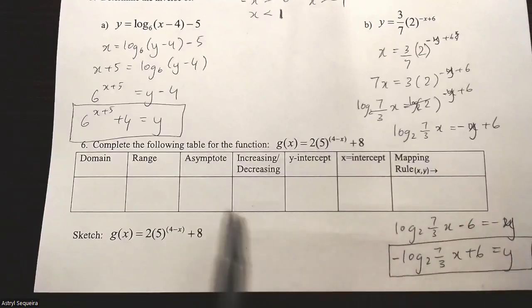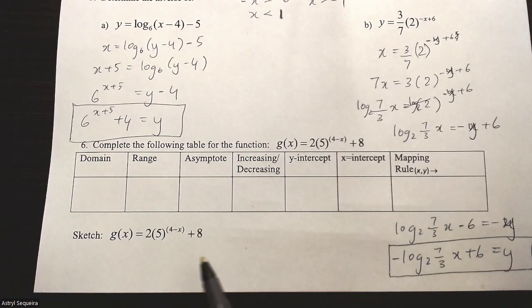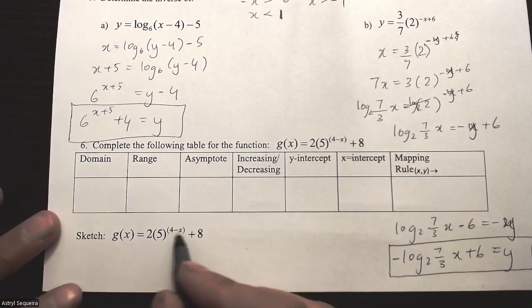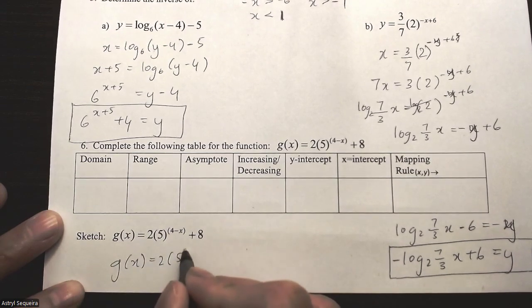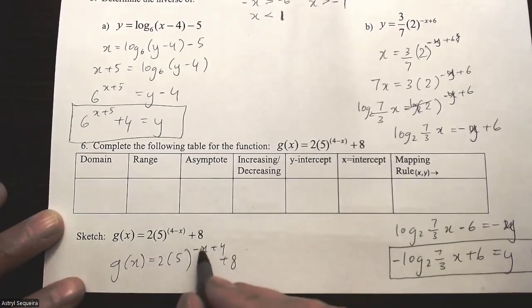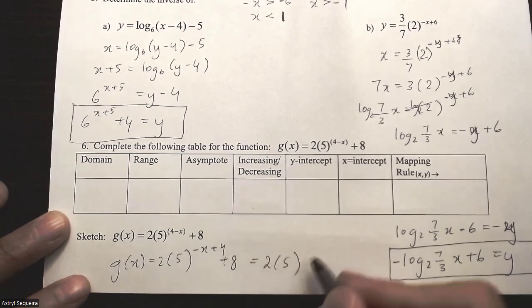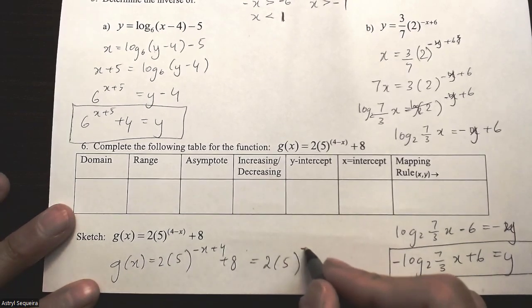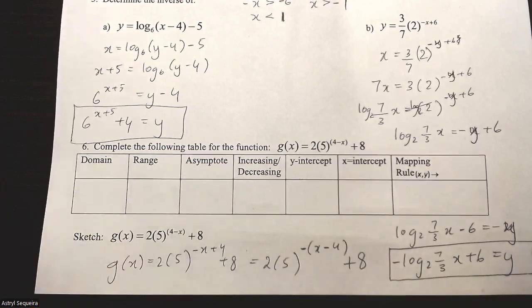Question number 6, they give us a function and then they tell us to do all the domain, range, and a couple of other key features and then to sketch the function. First things first is I want to put the function in transformation form, so I'm going to rewrite the exponent as -x plus 4, and then I'm going to factor out the k value from my exponent, -x minus 4 plus 8.